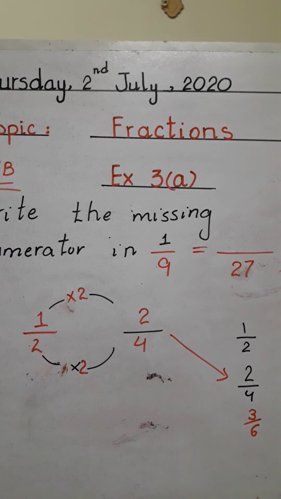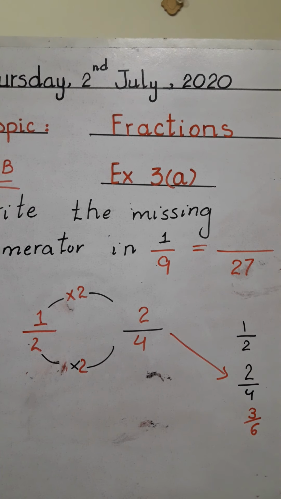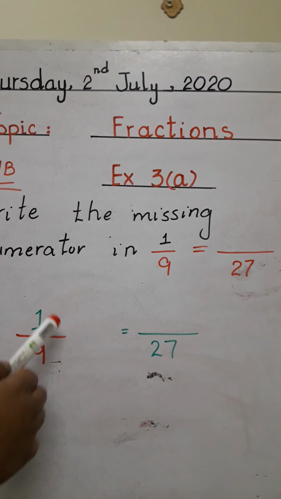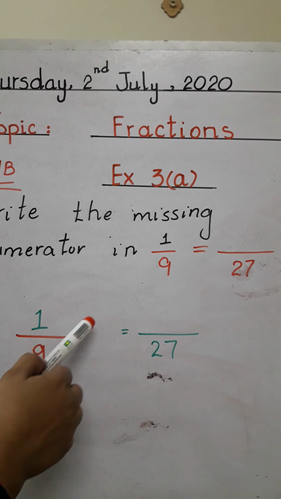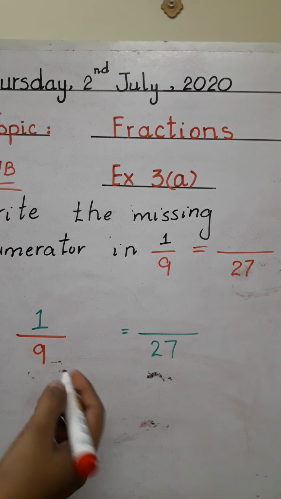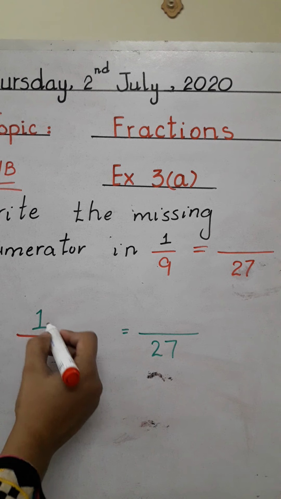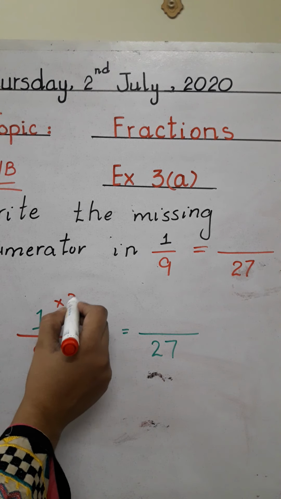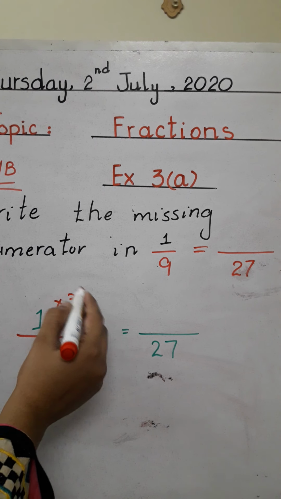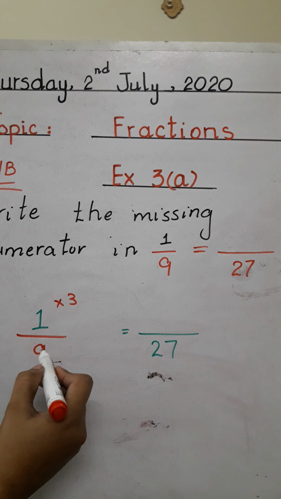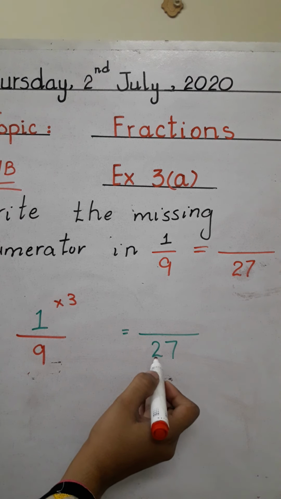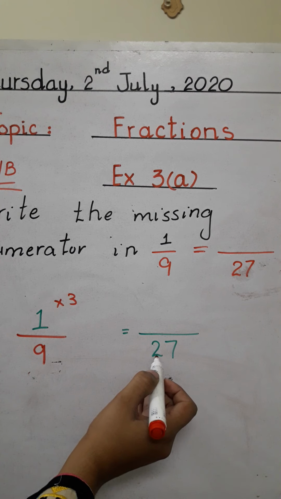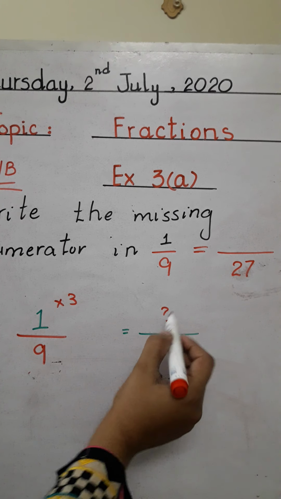If the question is 1 by 9, the factor can be 3, can be 2, can be 4 or 5 also. Okay, what is the factor? These are called factors. Students, here they already wrote one answer in the fraction. We have to find this one.